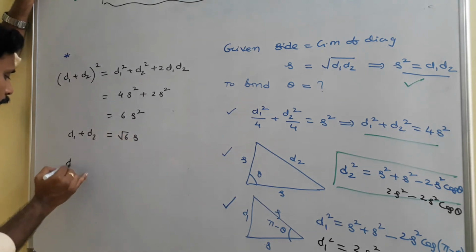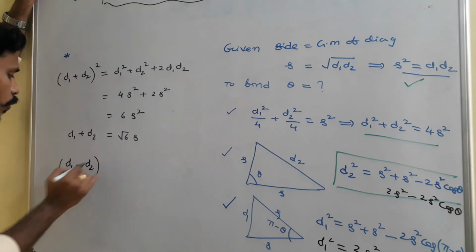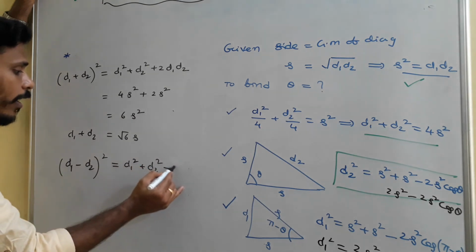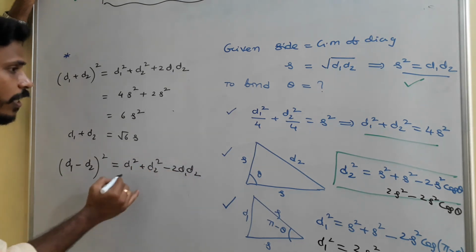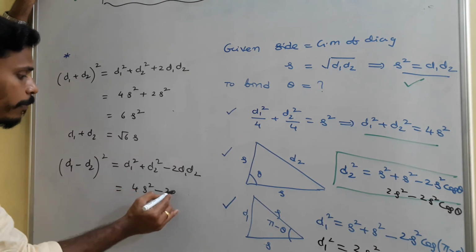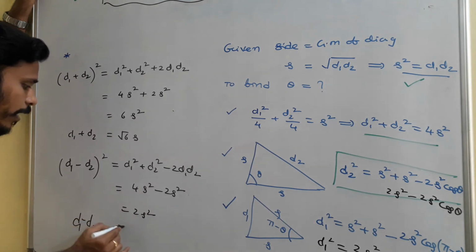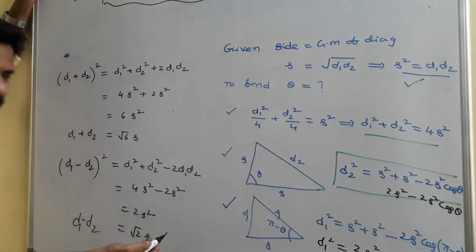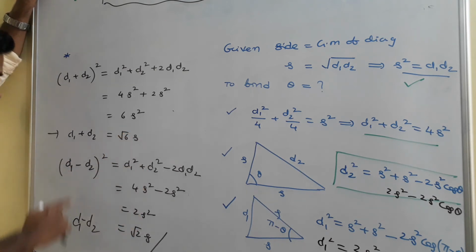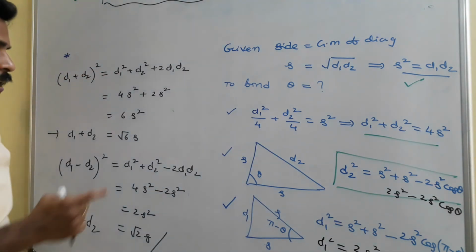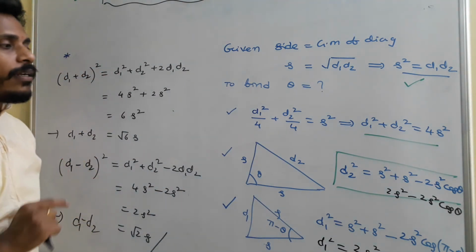Keep that aside, and then d1 minus d2 whole square. Now it is d1 square plus d2 square minus 2d1 d2. So d1 square plus d2 square is 4s square minus 2s square, which is 2s square. So you have d1 minus d2 equal to root 2 s, with simple algebraic simplification. So d1 plus d2 I have, d1 minus d2 I have. If you add these two, you will get the d1 value, and replace that d1 value in terms of s here. So s square will get cancelled, and directly you will get theta.